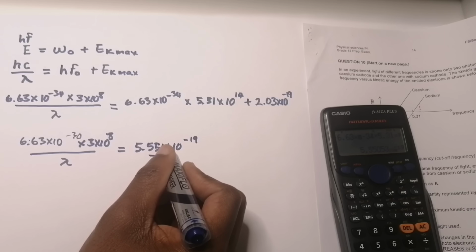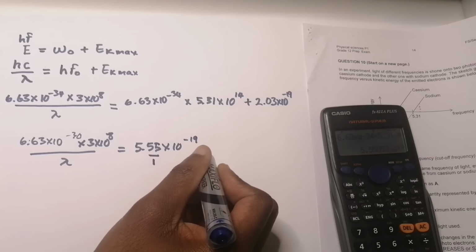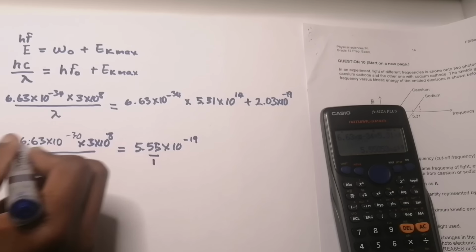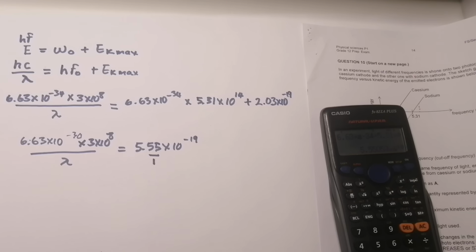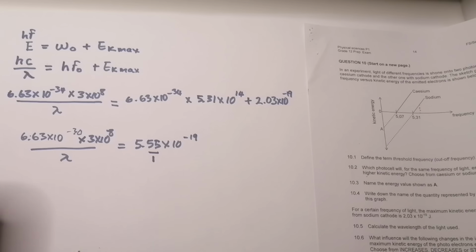Lambda multiplied by that would be that multiplied by lambda. And then obviously we've got that product there. Ultimately we're going to divide this by the 5.55. So all that I will have is, I'm just going to do that quickly. So that's 6.63 minus 34. Okay, maybe I should have put that in brackets. Multiplied by 3 exponent 8. So you can do that for yourself. See if you get an answer there.